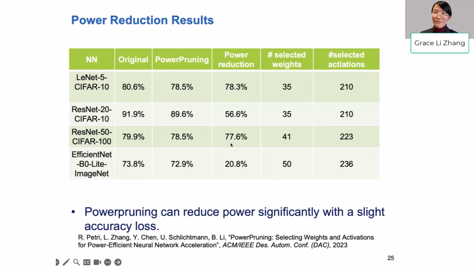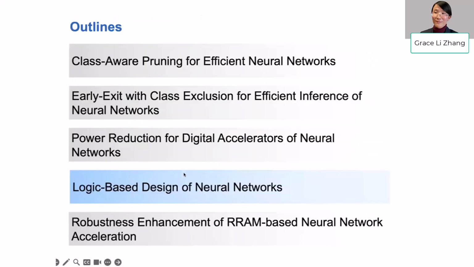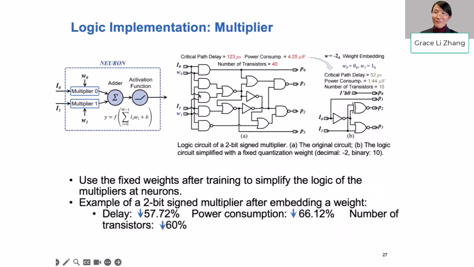But this method only reduces the power consumption incurred by the MAC operation. So what about the data movement? It still consumes a lot of energy. To address this problem, we developed a logic-based design of neural networks. The basic idea is shown in this figure. For example, we have a neuron with two inputs; the inputs are multiplied with the weights, added together, and processed by an activation function.